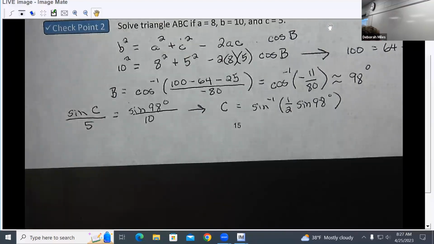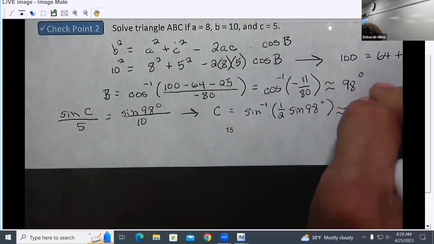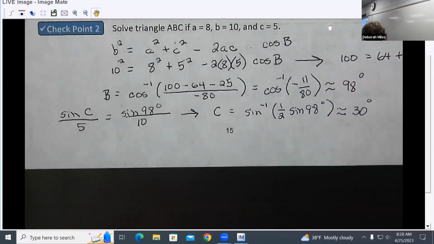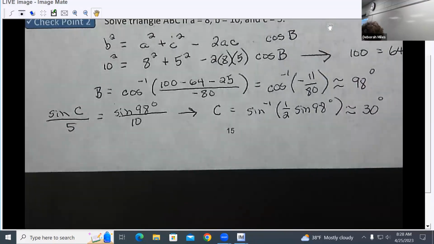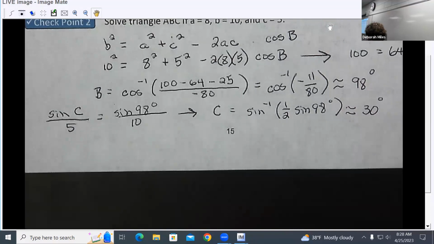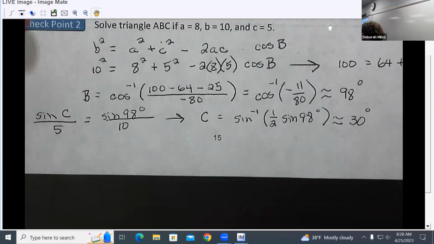And what did you get for that? Yeah, I got 30. It's 1/2 times the sine of 98 degrees, or you could punch sine of 98 degrees divided by 2. That's what I did. I did 98 divided by 2. Did you do sine of 98? Oh, I didn't hit sine. You're right, there it is. Okay, yeah, that could be it.